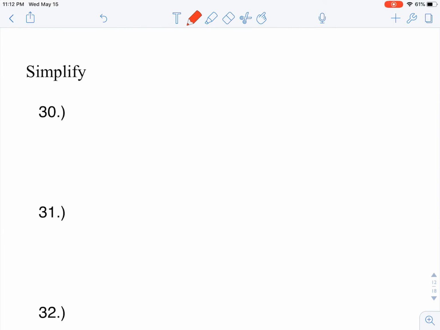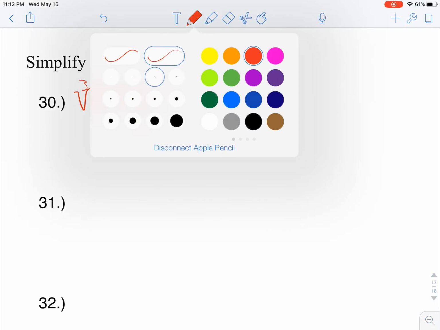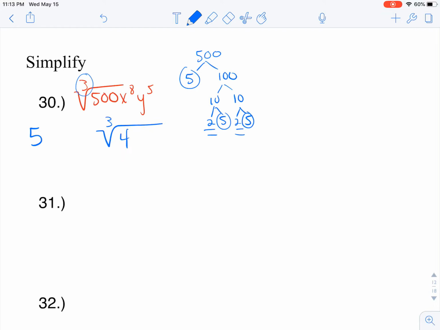All right, number 30. On number 30, we've got the cube root of 500 x to the 8th y to the 5th. First thing, start with your number. So 500, we're going to break this up into 5 and 100. Again, it doesn't matter what you break this up into; you can break it up into any of the factors. This is cube root, so we're looking for triples. So I have 5, 5, and 5. So 5 is going on the outside, and I got a 2 and a 2 left over, so 4 is going on the inside.